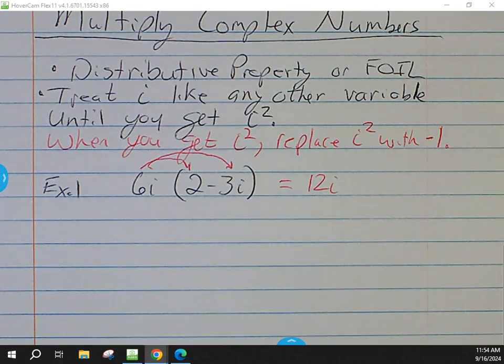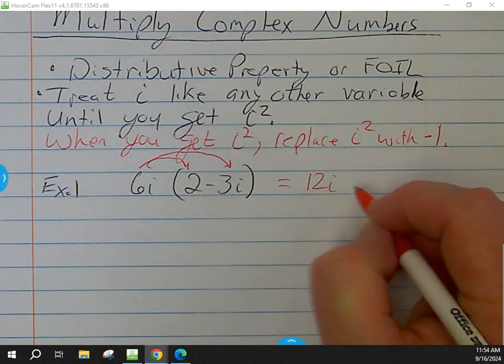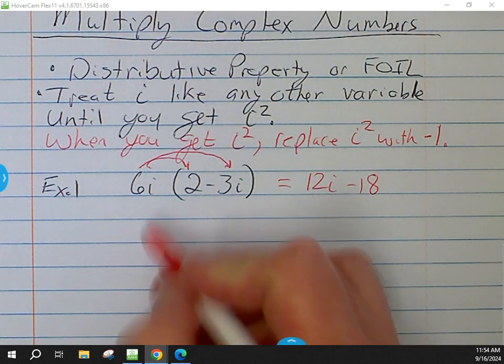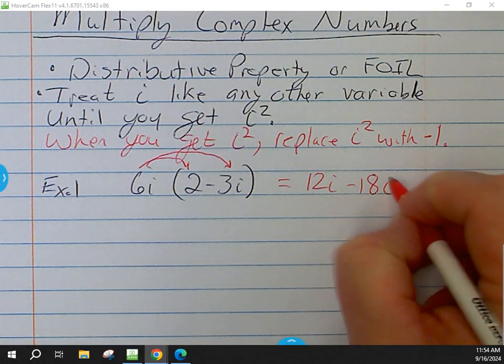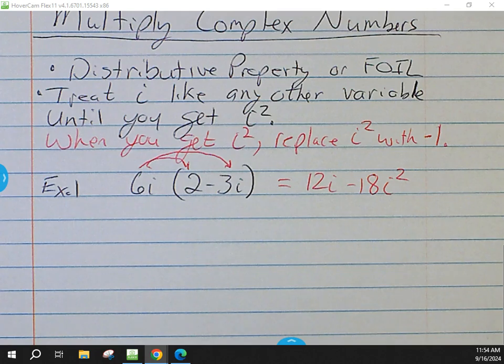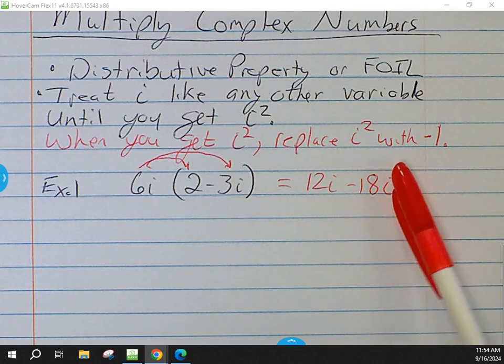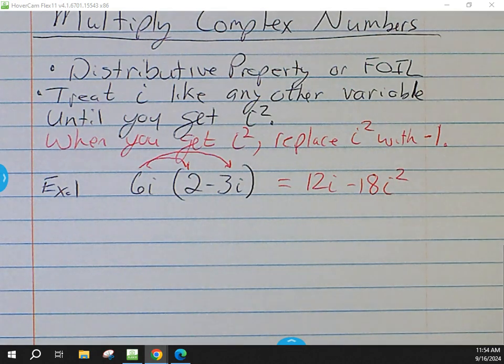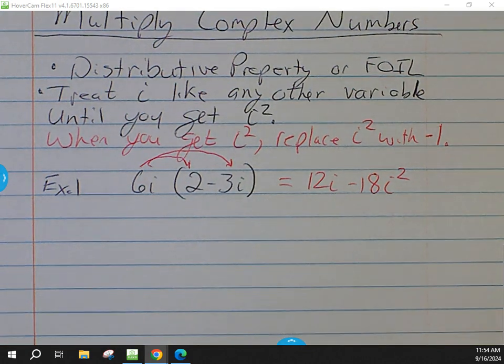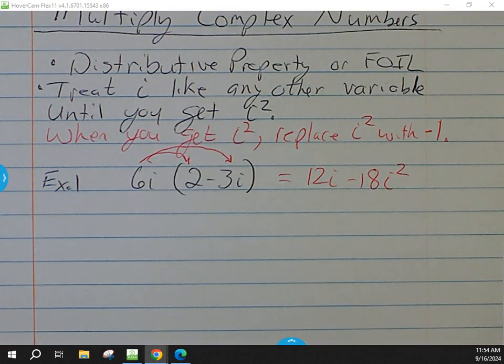And again, here's the part where somebody's going to miss this one. 6 times 3 is 18. That's a negative. When you do i times i, that will be i squared. Somebody's going to forget that i squared part. They're just going to put the i, and that's where they're going to get lost on this one. That's the one thing you've got to be careful of: when you do i times i, you will always get i squared.